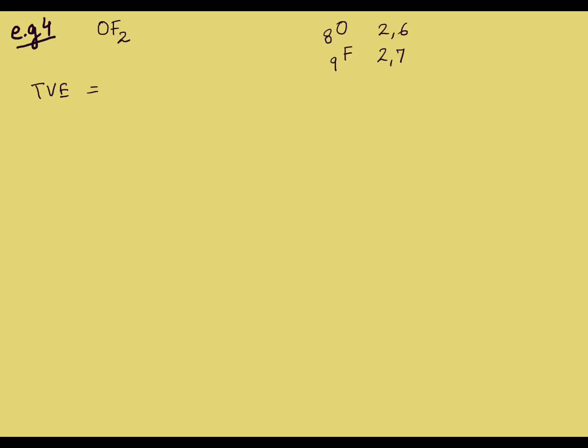I hope you are trying it. You're not just waiting for the answer. Okay, so you've tried it. You've got the structure in place. Well done. So let's get started. So oxygen is 6 and fluorine is 7. 7 times 2, and I get the total valence electrons as 20.